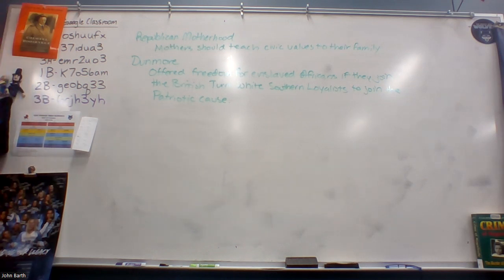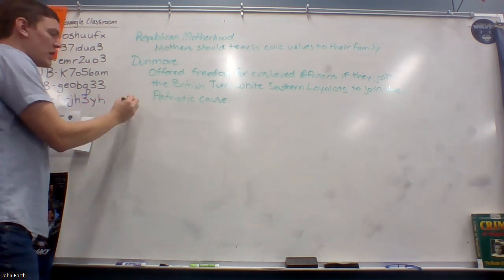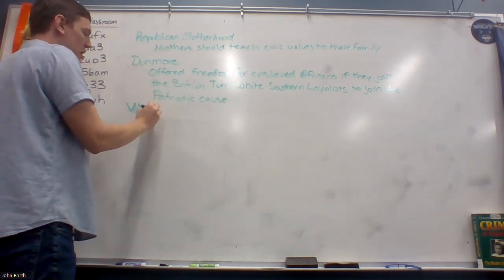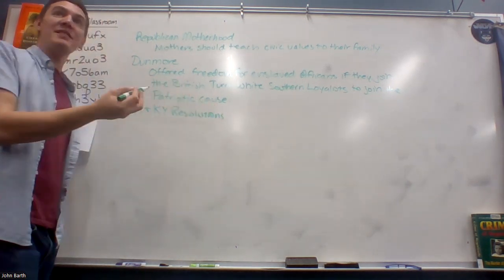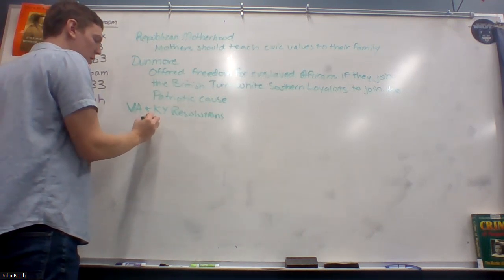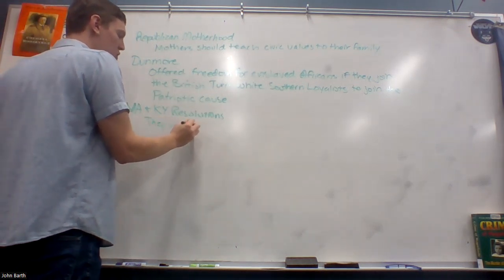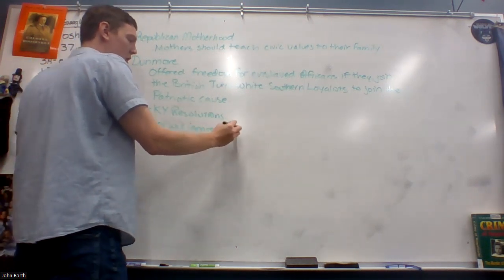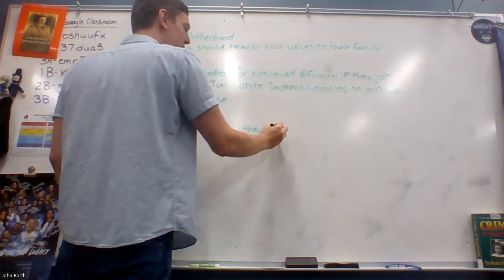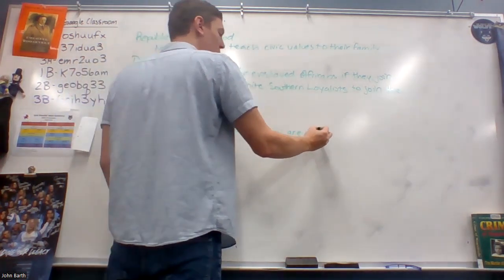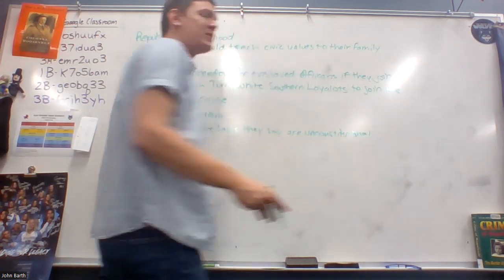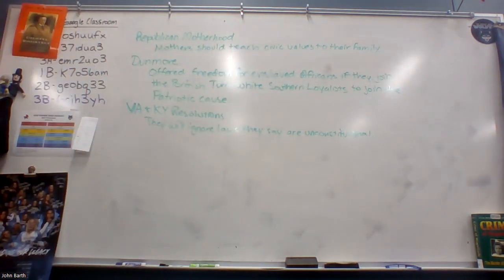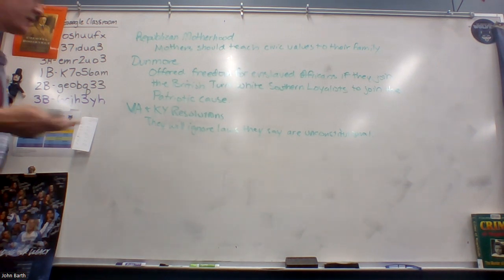The question was about the Virginia and Kentucky resolutions. That's when these states said they will ignore laws they say are unconstitutional. So they say a law is unconstitutional, they're going to ignore it. What were the laws they were referring to? Alien and Sedition Acts.